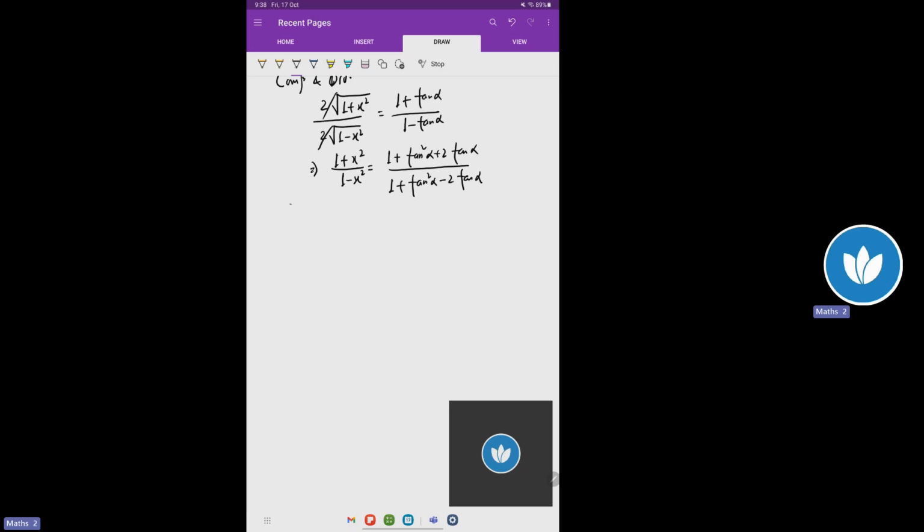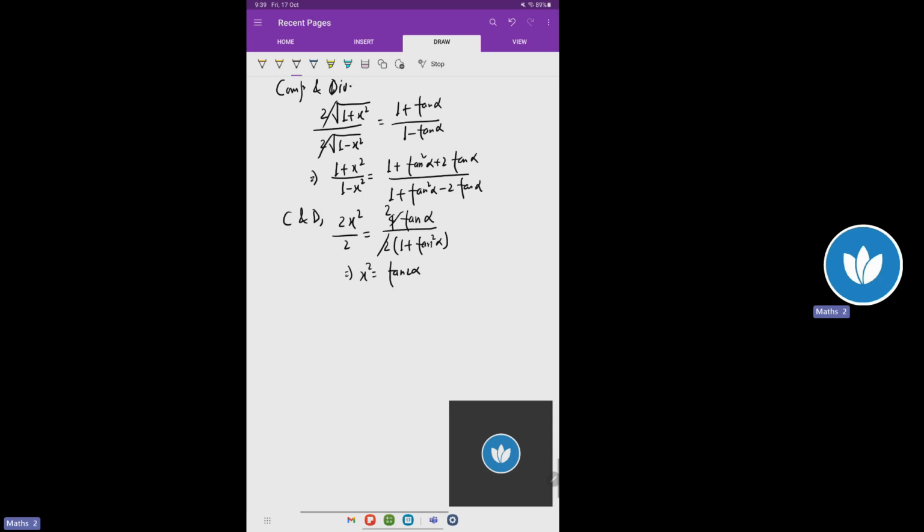Now let's use componendo and dividendo. If we subtract, this is 4 tan alpha, and if we add, this is going to be 2 into (1 + tan^2 alpha). So obviously this 2 can be cancelled, so x square can be equated with tan alpha.